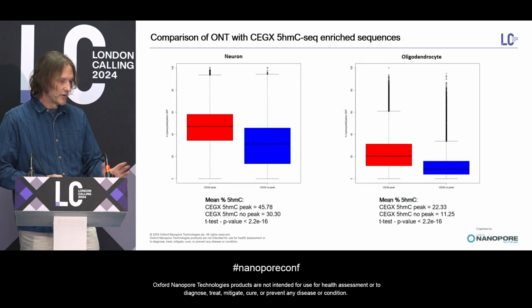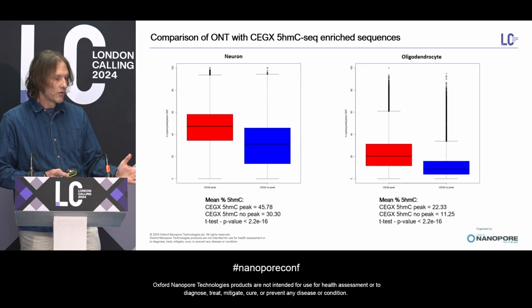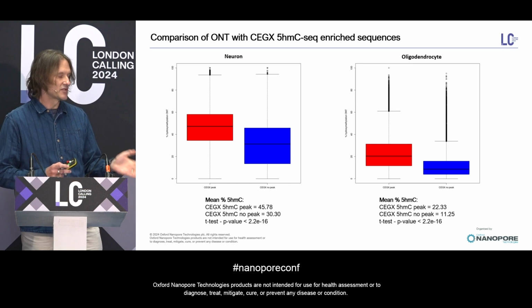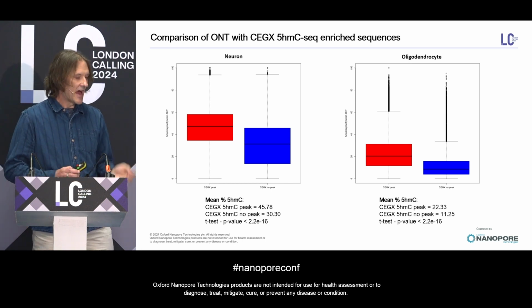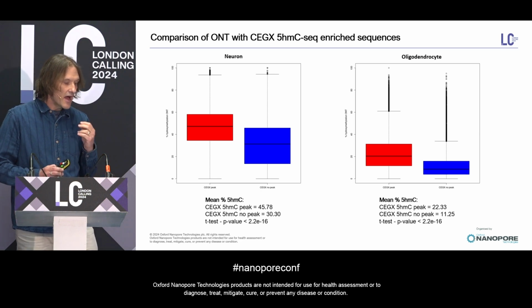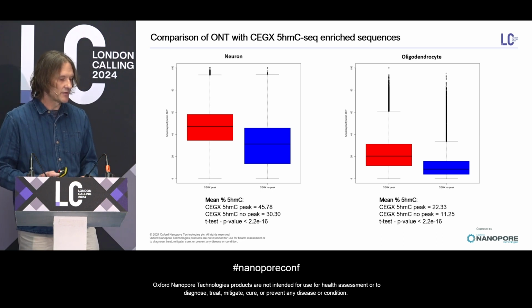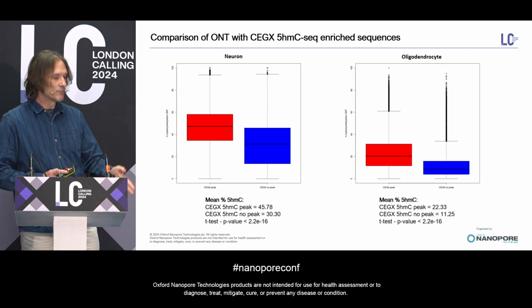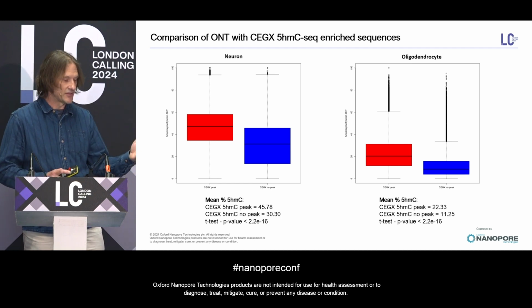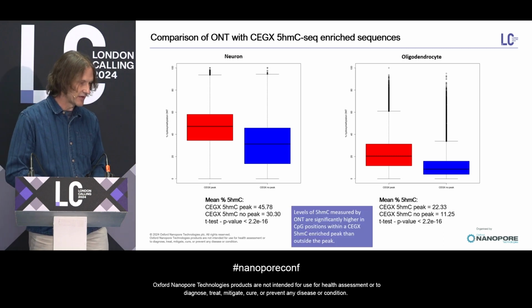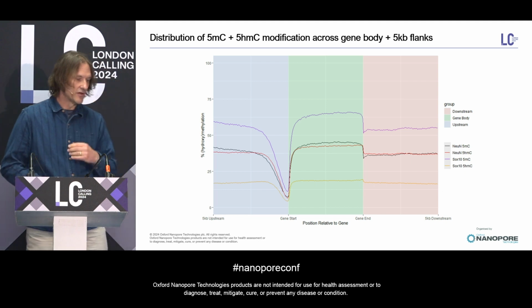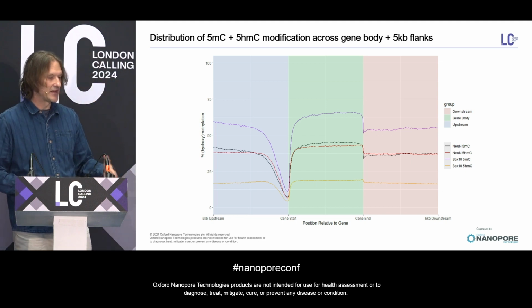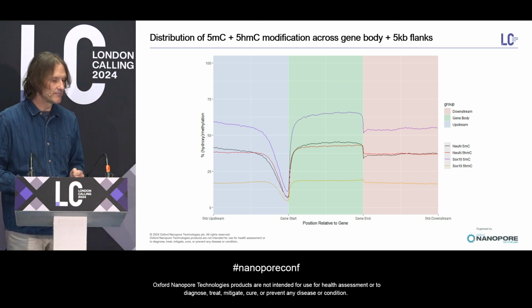If we do this, in red we have the mean hydroxymethylation as measured by ONT within the KEGX peaks, and in blue it's the average methylation outside of those peaks. They're significantly different, and you get significantly more methylation, or hydroxymethylation, sorry, in the neuron as compared to the oligodendrocyte. So this just shows the distribution of methylation and hydroxymethylation using ONT across the gene body.